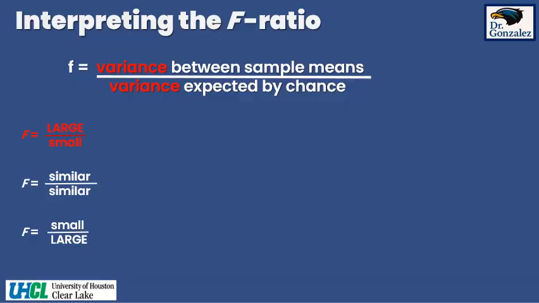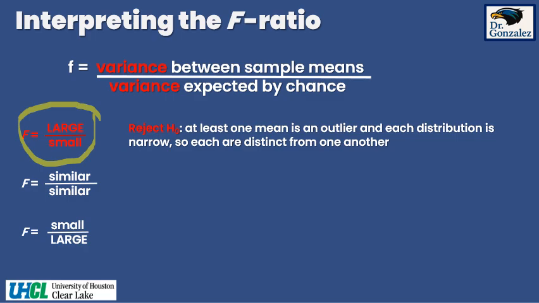You're going to see that F ratio calculated out. It's going to be significant when it's large, based on the numerator being large, the variance between sample means, divided by variance expected by chance. When that's small, we end up getting this right here. So that correlates to a rejection of our null hypothesis because there is a significant difference due to at least one mean being an outlier, and your distribution is also narrow. Remember, we would follow that up with post-hoc tests to find out where exactly that difference is.